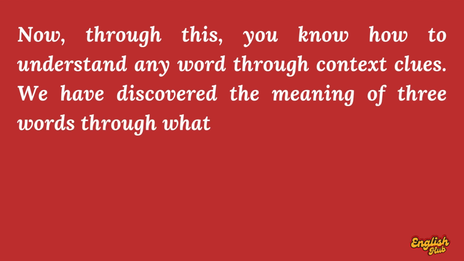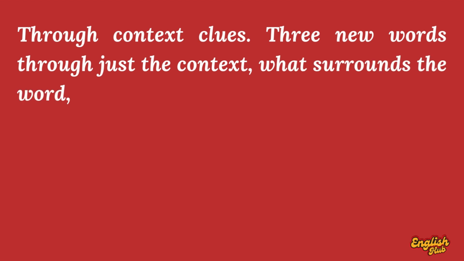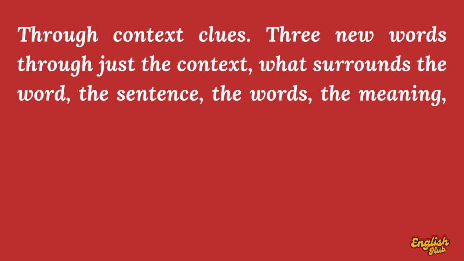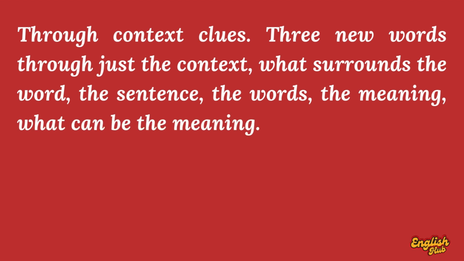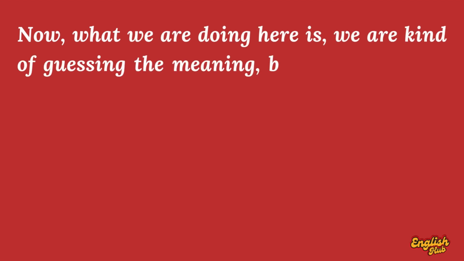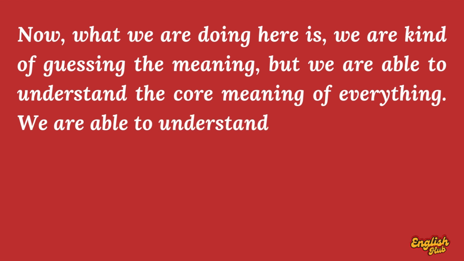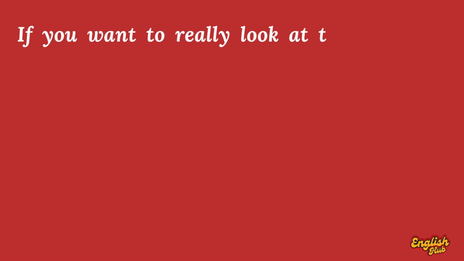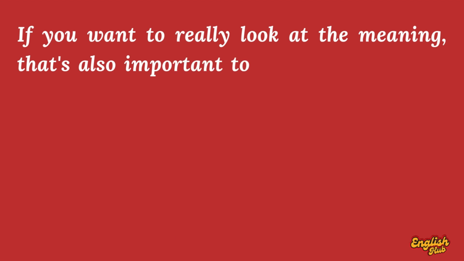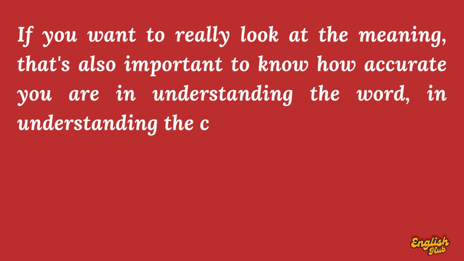Now, through this, you know how to understand any word through context clues. We have discovered the meaning of 3 words through what? Through context clues. 3 new words through just the context, what surrounds the word: the sentence, the words, the meaning, what can be the meaning. Now, what we are doing here is we are kind of guessing the meaning, but we are able to understand the core meaning of everything. We are able to understand the message here.